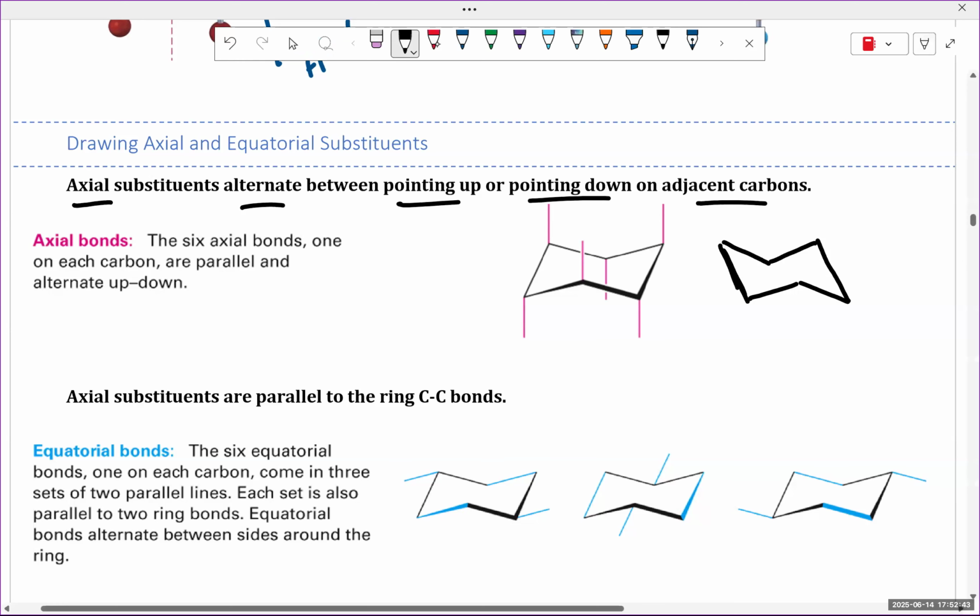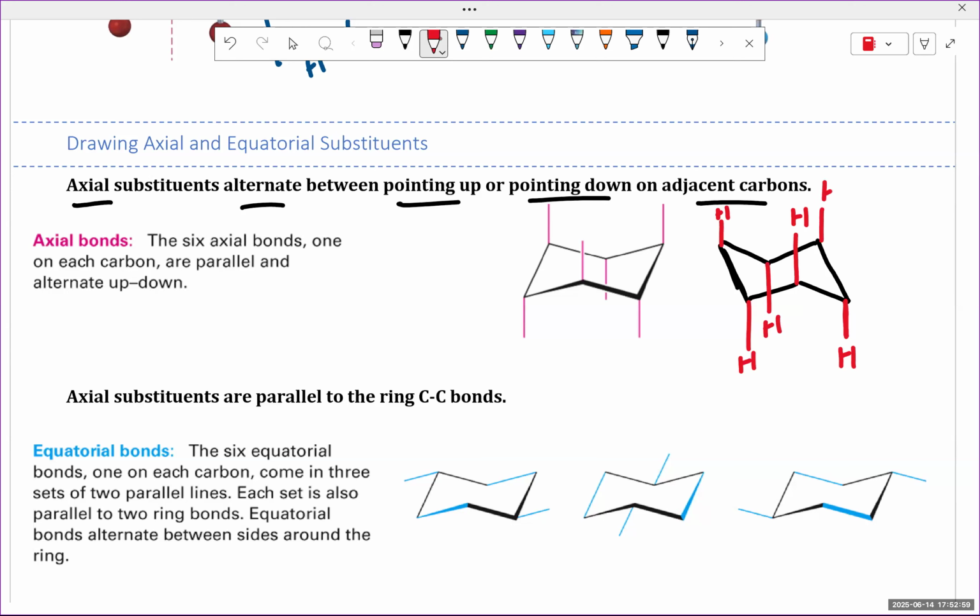Okay, now let's add in our axial substituents. So we draw them pointing vertically, and we alternate between axial up and axial down. Thinking about it from the dash wedge perspective, the axial substituents alternate between being in the dashed and wedged stereochemistry, where the wedge substituents are pointing up and the dash substituents are pointing down.